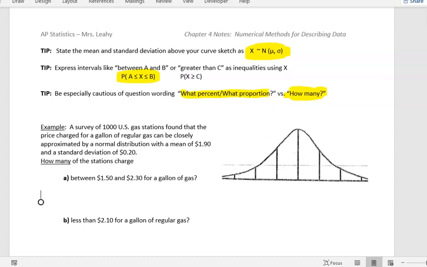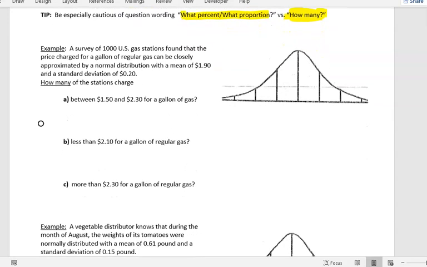All right, so over here to the side, I have a survey of 1,000 gas stations that found that the price charged per gallon of regular gas can be closely approximated by a normal distribution with a mean of $1.90 and a standard deviation of 20 cents. All right, how many of the stations charge various values? Because I know it's normally distributed, I would start off by sketching this curve. I'm going to label this as normal, so I'm going to put a capital N up here. And I'm going to put the mean, $1.90, and the standard deviation, 20 cents, up there as well.